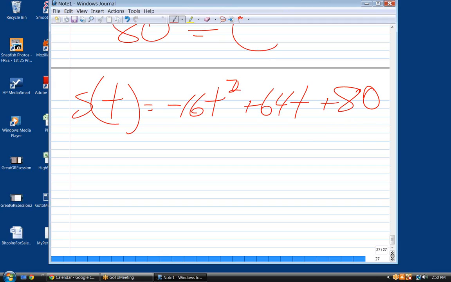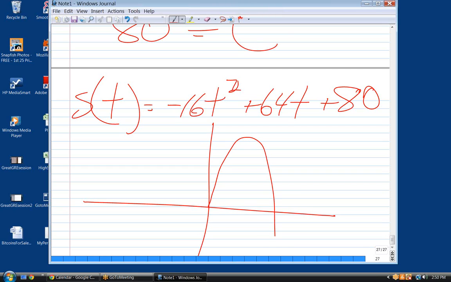Now, it's important to know what's going on here. We have a ball being thrown up like that and coming back down. This is s of t. This is t. So it doesn't really start here at 0. It starts at 80. So I'm really throwing a ball up like that.